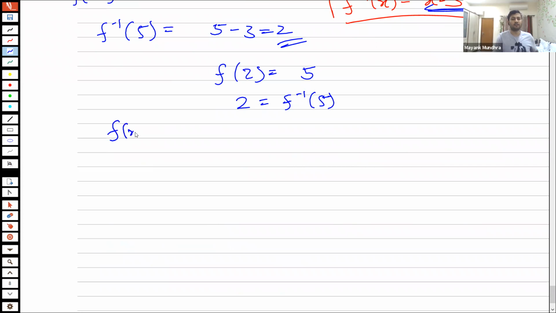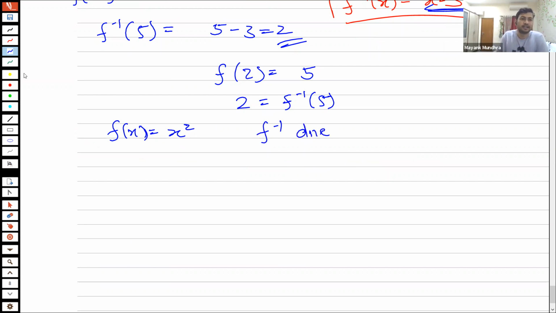If I give you f of x equals x square, this is not 1 to 1 and this is not onto. So we cannot find its inverse. You cannot find its inverse. So f inverse does not exist.